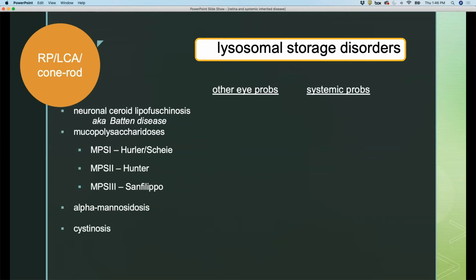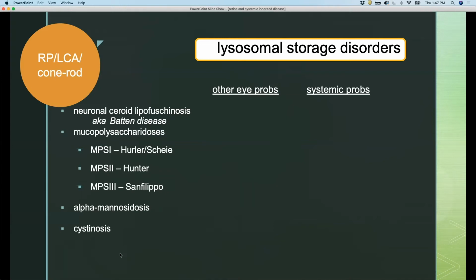What other chapter, what other book of the BCSC do you come across these mucopolysaccharidoses? In one of the books, there's an equivalent chapter to retina and systemic disease. Oh, it's cornea. Yeah, cornea and systemic disease, and that has another crazy table, right? These diseases all cause corneal clouding.